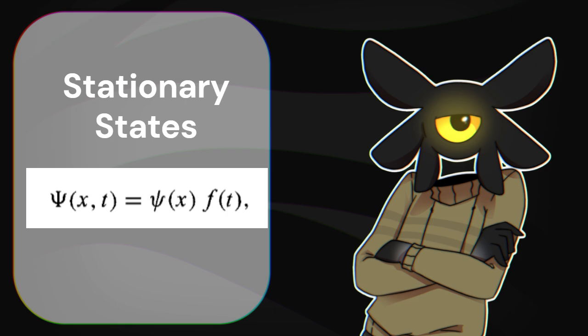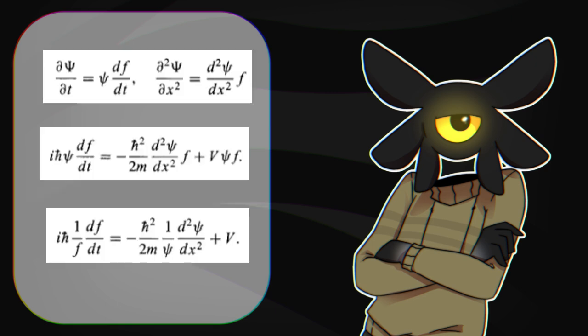We can start with the assumption that our potential energy, V, is time independent. This allows us to solve for psi using a method known as separation of variables. Essentially, we split our function psi(x,t) into a product of two other functions, psi(x) and f(t). What we can do now is substitute our product back into the Schrödinger equation.